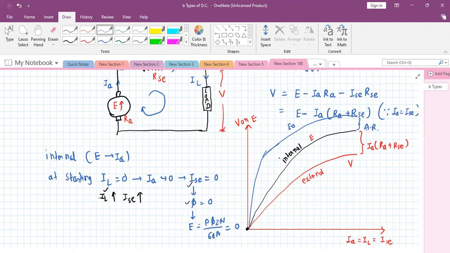So today we have discussed the characteristics of the DC series and shunt generators. Okay, go through this.